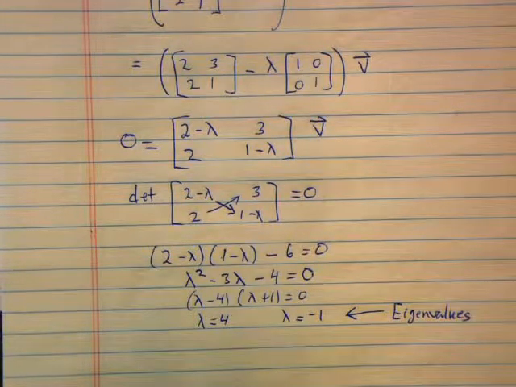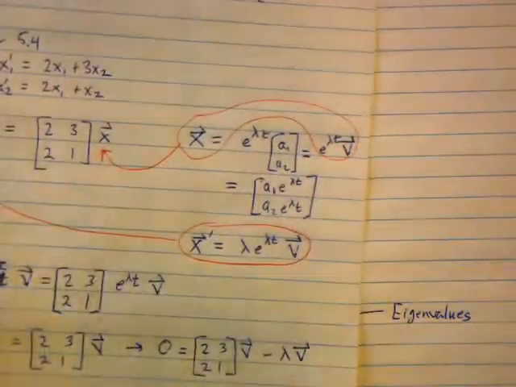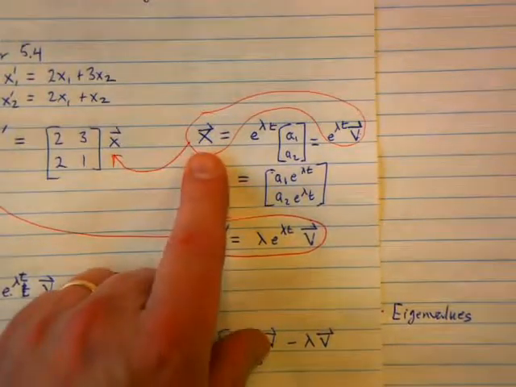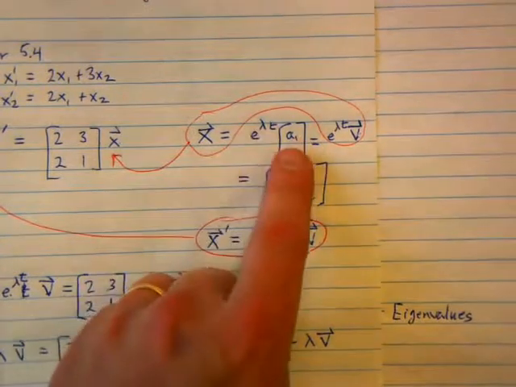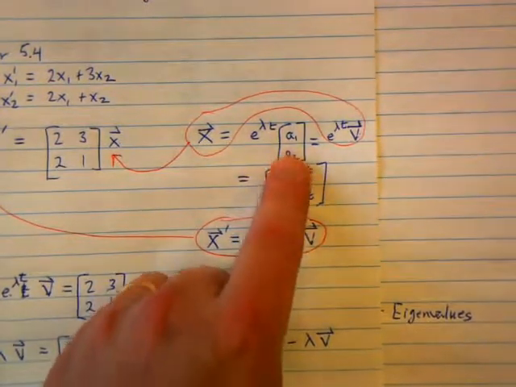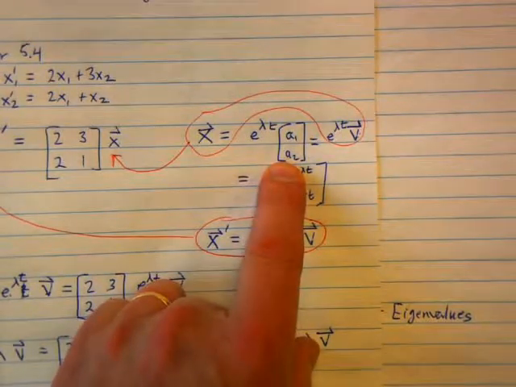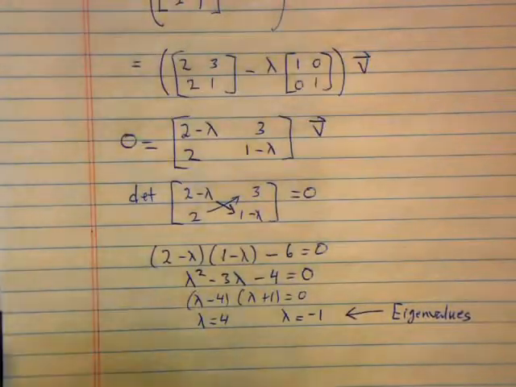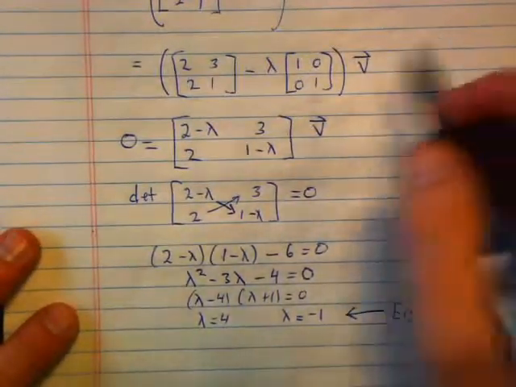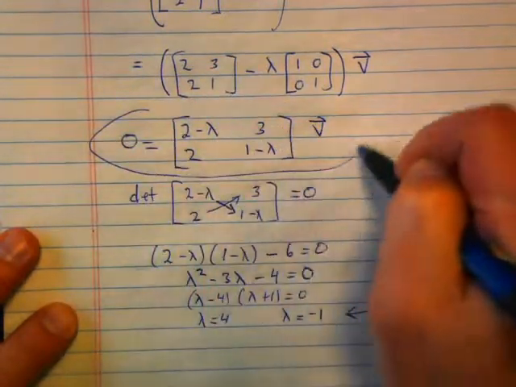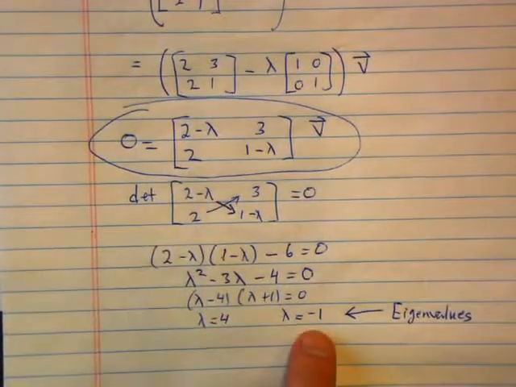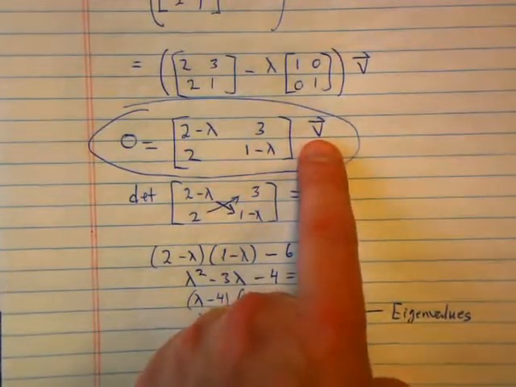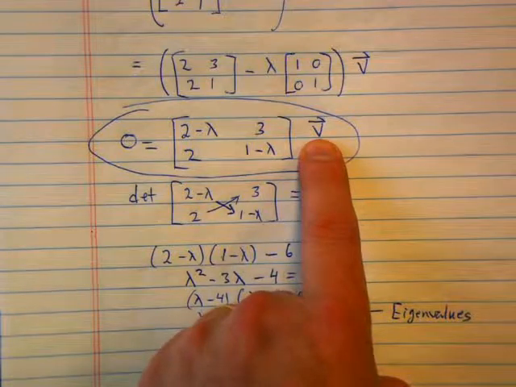Okay, so now we're not quite done yet, because remember what we had. We started with x being e to the lambda t. We figured out lambda, but then we assumed that there were 2 numbers here, a1 and a2. We also need to know what those 2 numbers are. So we're going to take this equation right here, and plug in our values for lambda. We're going to plug in 4, and we're going to plug in negative 1. Does it matter which one you go to first? You've got to do them both.